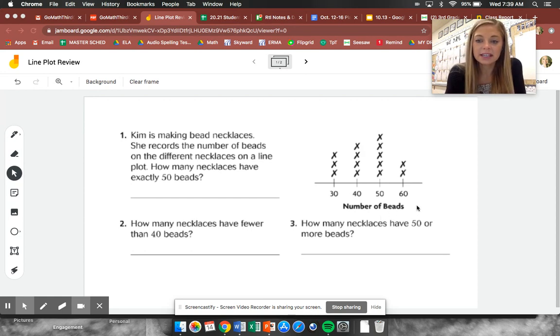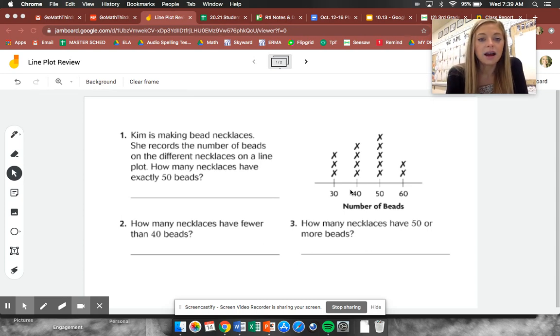Remember, this is a line plot, and a way that I like to remember that is that the x's that we put on top of the numbers kind of look like lines. And line plots are probably the most tricky kind of graph, in my opinion. And I've noticed that can be kind of tricky for kids as well. So we're going to review 2 of these line plots today.